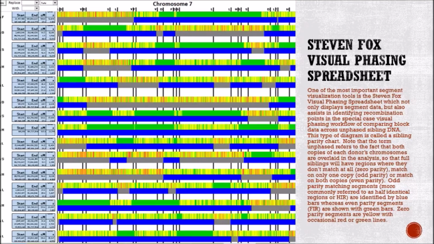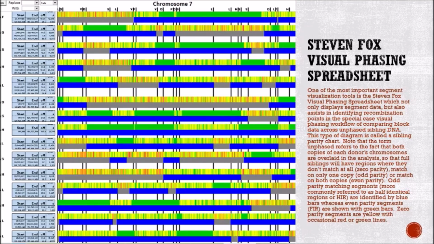Note that the term unphased refers to the fact that both copies of each donor's chromosomes are overlaid in the analysis, so that the full siblings will have regions where they don't match at all, and we call this zero parity, where they match only on one copy of the particular chromosome in question. Here's chromosome 7, and we call that odd parity, or they match on both copies, and that's called even parity.